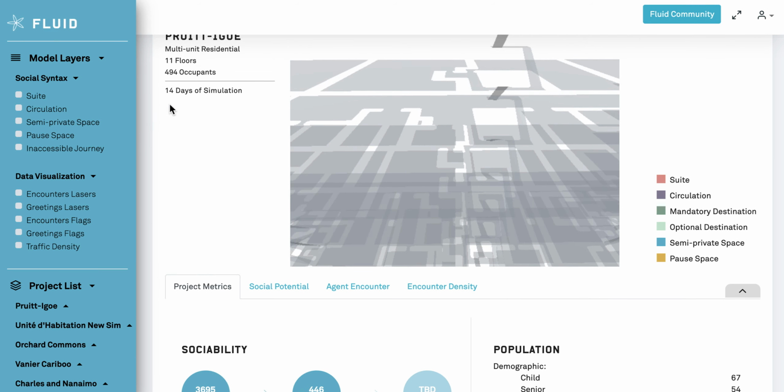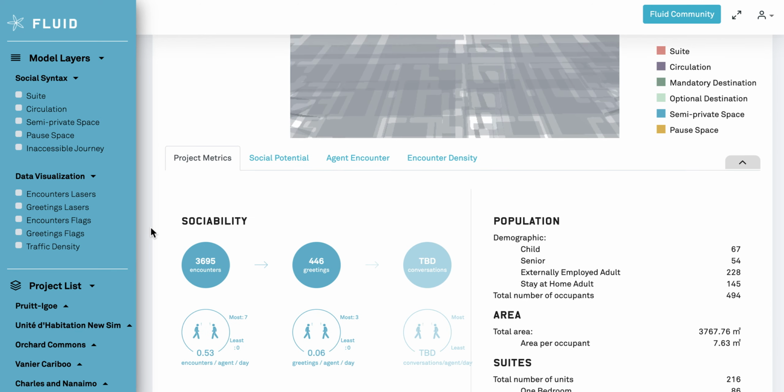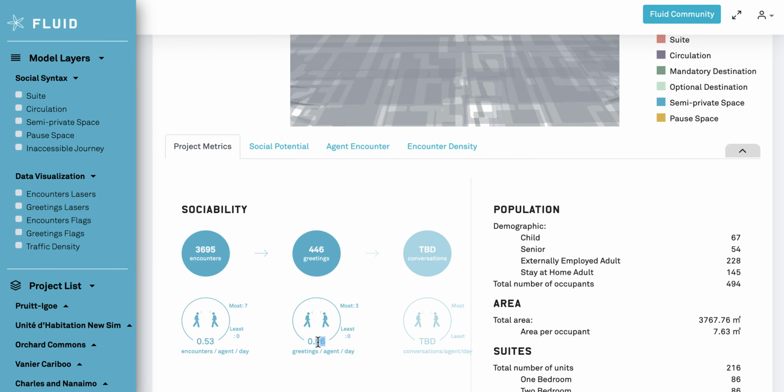And then greetings, we actually see for this simulation. The simulation ran for 14 days. We only saw about 1 in 15 times, 1 in 15 days that somebody said hello to each other. It's not a very sociable building.